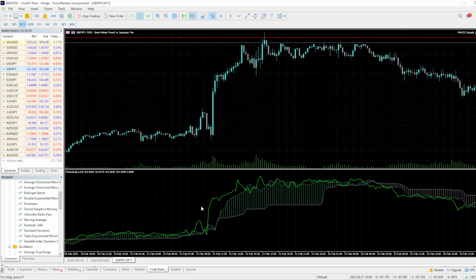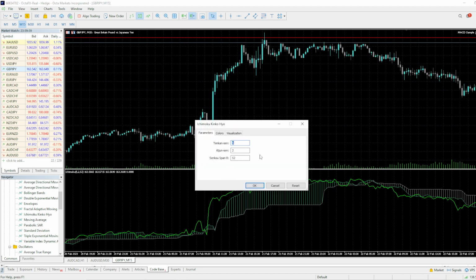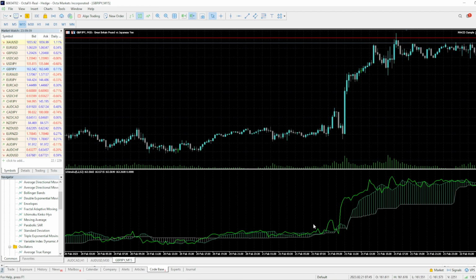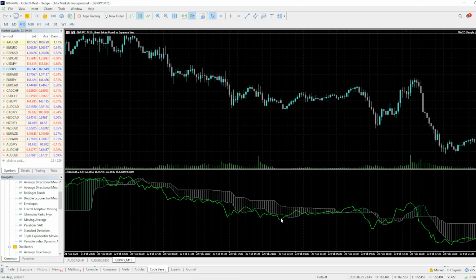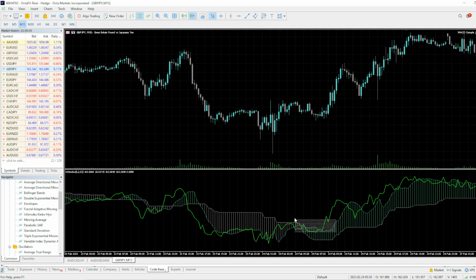Okay, and then what you have to do, you have to double click on it and go to the settings. The default setting is a different one, which is 25, 20, 26 or something like that, but you have to bring it to 5, Kijun-sen 2, and Chikou span 52, and then okay. So this is your first indicator; you have to bring on your oscillator over here.